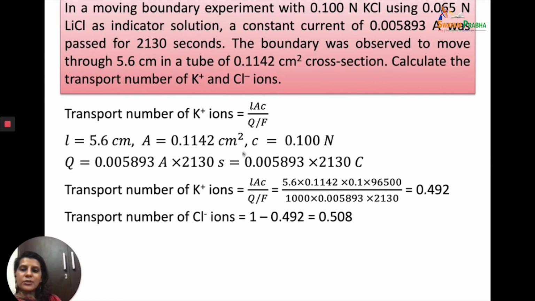Now L into A is in centimeter cube, so you will multiply it by 10 to the power minus 3. That has gone into the 1000. The Q by F value you have to determine. So you have taken 0.005893 into 2130 and divided it by 96,500 to get it in Faradays. And therefore, once you substitute, you get the value of transport number of K plus. You can get the value of transport number of Cl minus by just subtracting the value of transport number of K plus from 1.